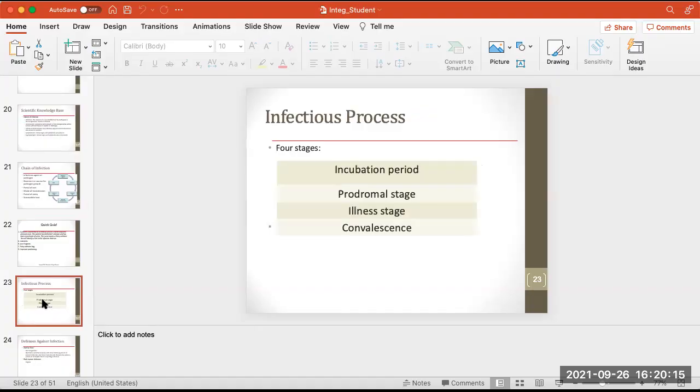Just a reminder of the infection process and the 4 stages of infection process: the incubation period, the prodromal stage, which is basically what we just discussed earlier, the stage between the incubation and before showing any signs, symptoms, the illness where you have the acute signs, symptoms present, and the convalescent stage where you're recovering, you know.